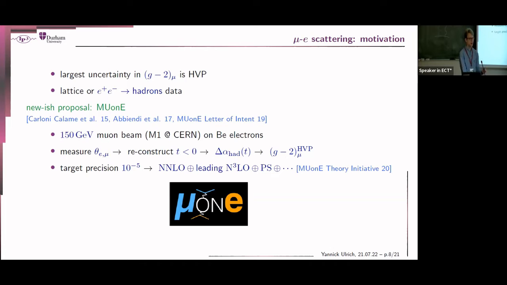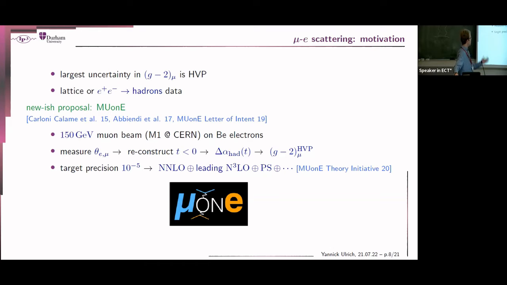The idea is to take a 150 GeV muon beam, shoot it at a target. I think the target is beryllium, and scatter it off the electrons of the atomic beryllium. And then measure angles, because they can't measure energy. They just measure angles, and then you'll try to reconstruct the Q-squared, which is a game we all know how to do, or rather maybe not.